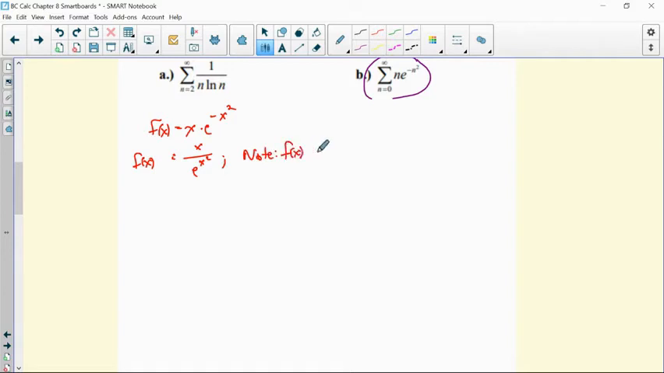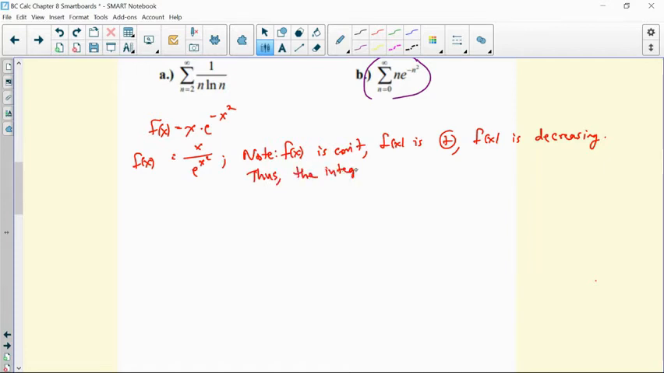F of x is continuous. F of x is positive. Right? We'll never get a negative value because our exponential function is positive. And it is decreasing because the denominator, as we go off to infinity, will get bigger faster than the numerator. So f of x is decreasing. So since I know all three of those things are satisfied, I know that I can apply the integral test. So thus, the integral test applies.